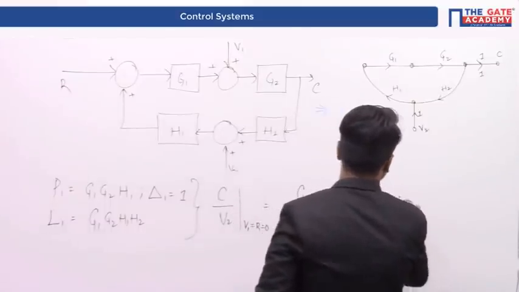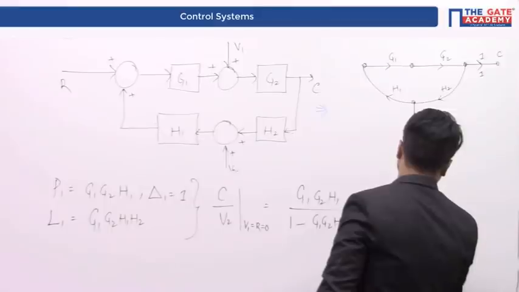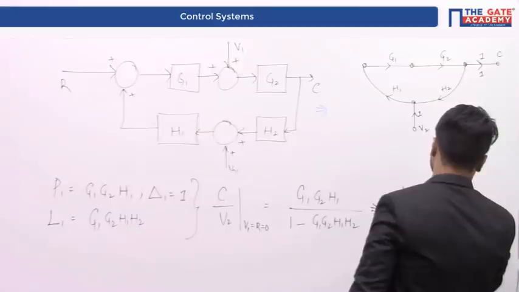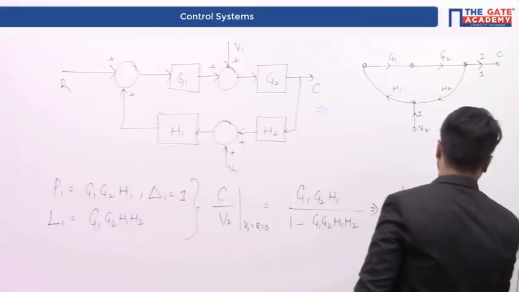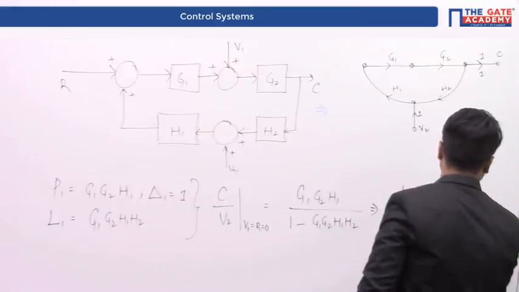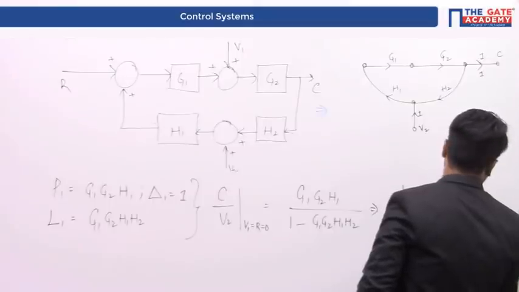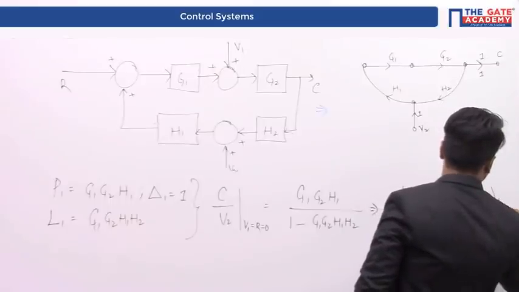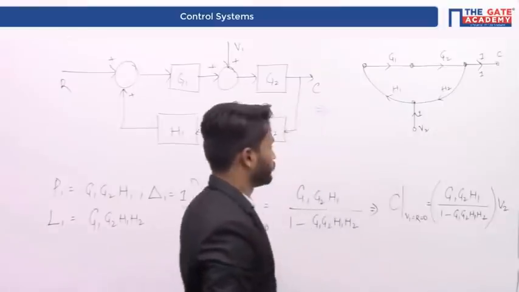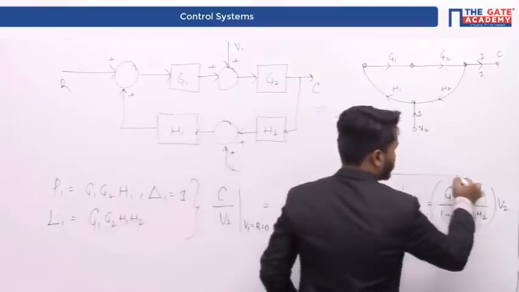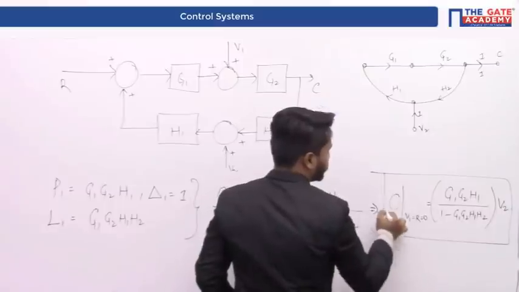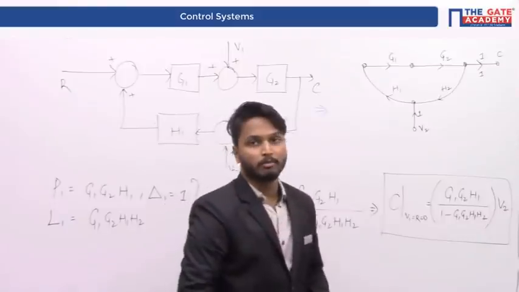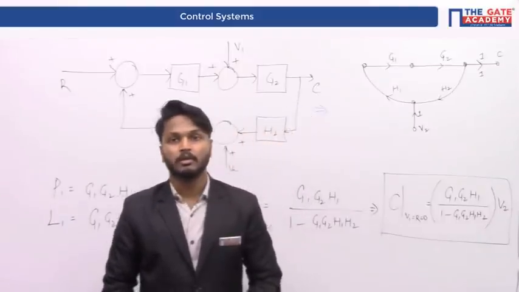That implies C when V1 is equal to R is equal to 0 is G1, G2, H1 divided by 1 minus G1, G2, H1, H2 multiplied by V2, just because V2 is the only input. Therefore, the output C when V2 is the only input will be G1, G2, H1 by 1 minus G1, G2, H1, H2.